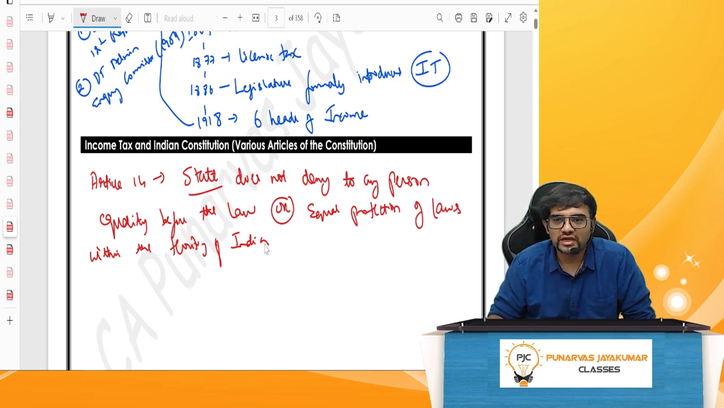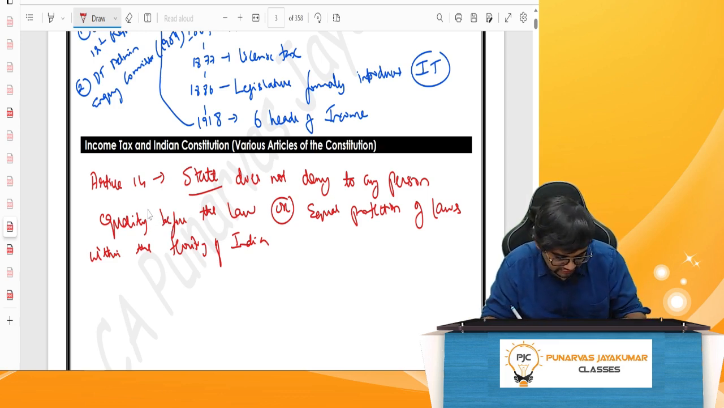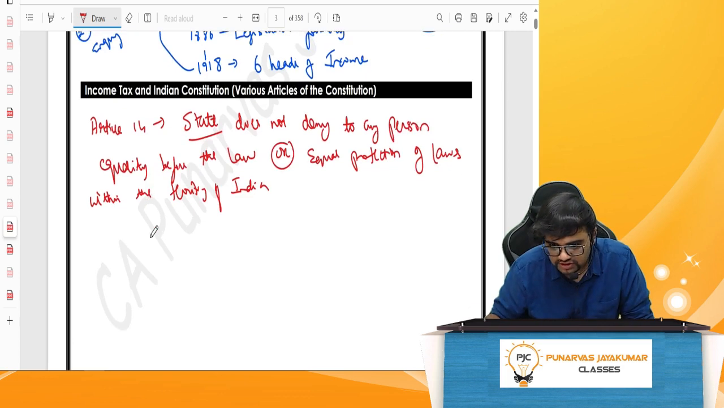Equality before the law. Everybody is equal. You cannot play around. Right? Everybody is equal in its own way. So, there was one case, just for your knowledge, I am writing. Venugopal Verma versus Union of India.